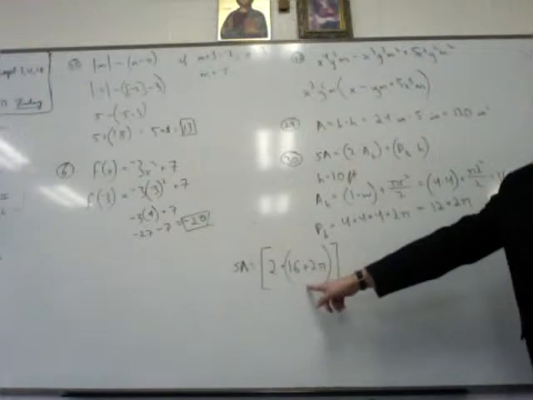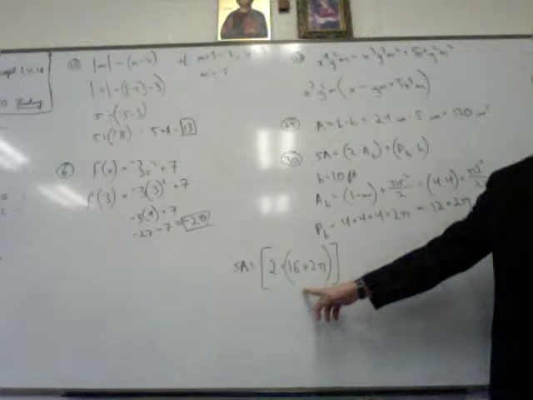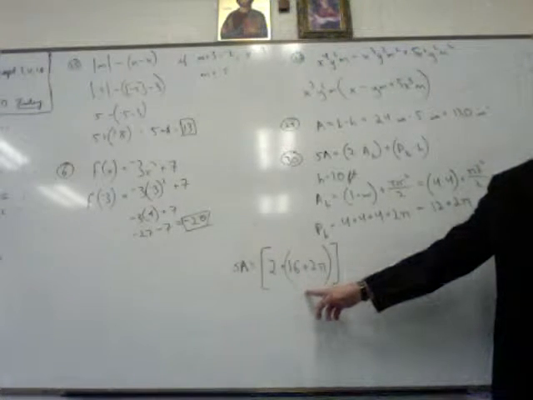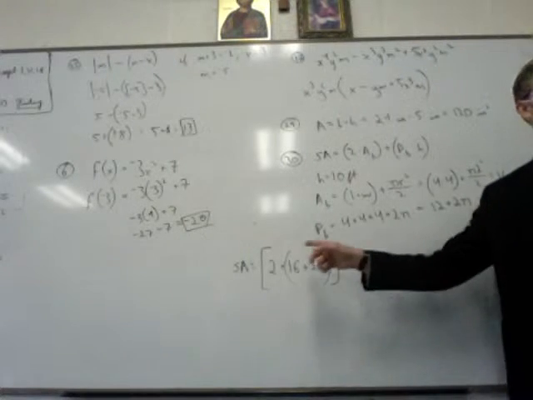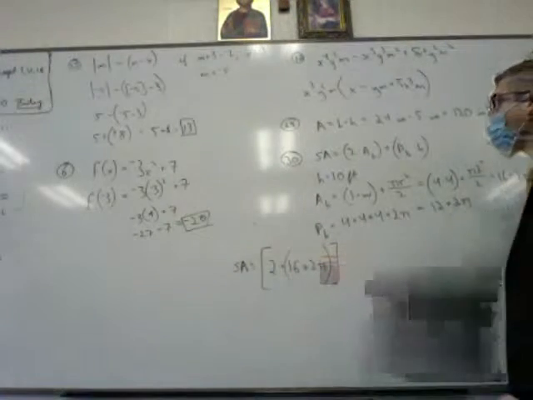2 times, and there's the area of the base. Because notice, it's just like one of these ones where we're translating from words into math symbols. First I find the sum, then I multiply by 2. Okay, plus what?